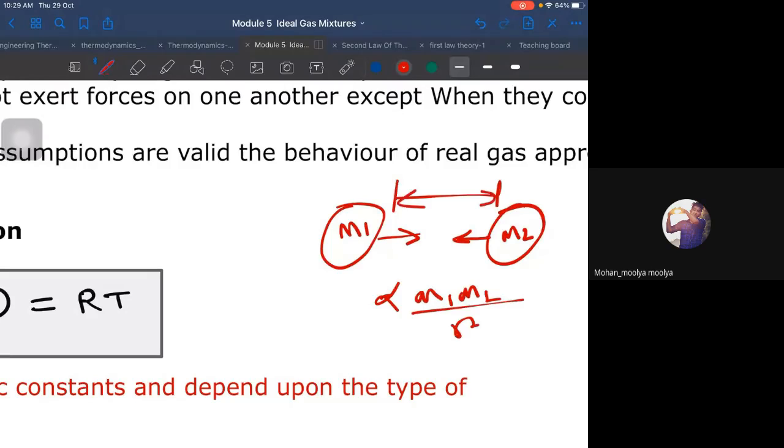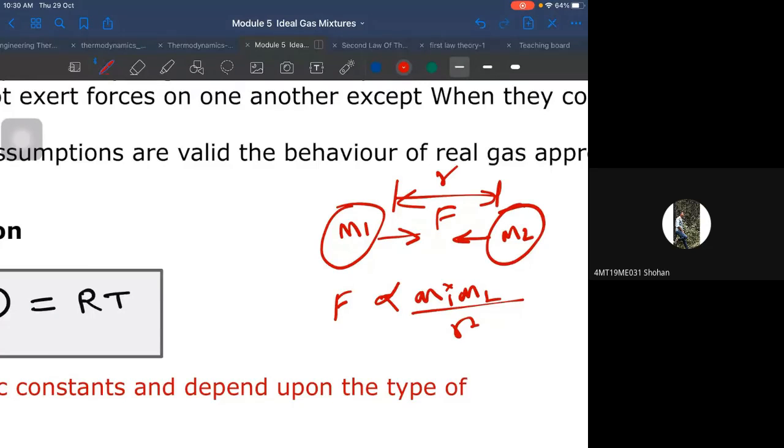What is this law called? Anyone? Just a general knowledge question. Any two substances which have a mass will be attracted with an amount of force F, and that force is proportional to the product of their masses and inversely proportional to the square of the distance between them. Which law is this? Newton's. Newton's gravitational law. Exactly. So it is Newton's law of gravitation.